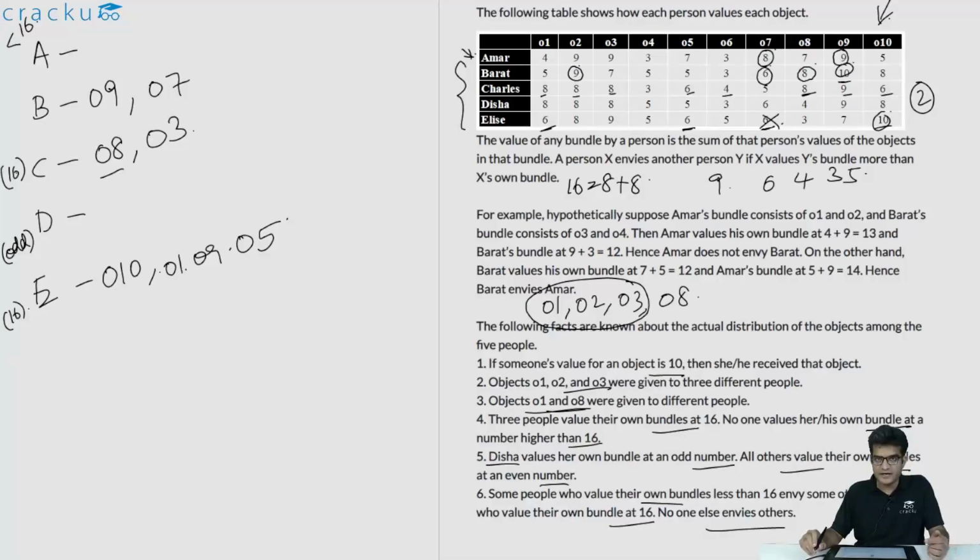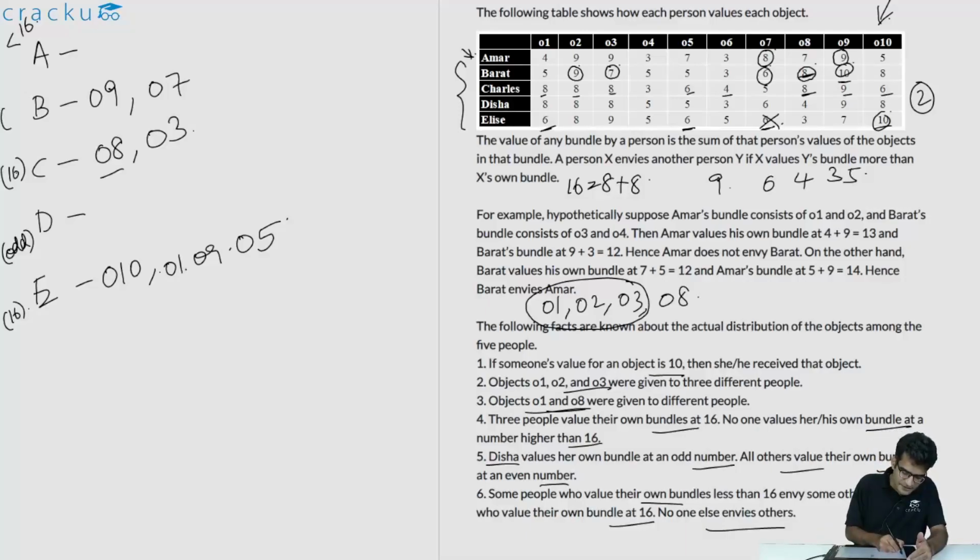Now if you are looking at whether Bharat envies Charles or not, because O8 is valued by Bharat at 8 and O3 is valued as 7, 8 plus 7 is 15, so now he is not envious. This is the second idea that should strike your mind. These kinds of things, when there are many enumerations involved and you have to check who is envious of whom with a big table, are very difficult to solve in the examination. Anyway, let us proceed further.